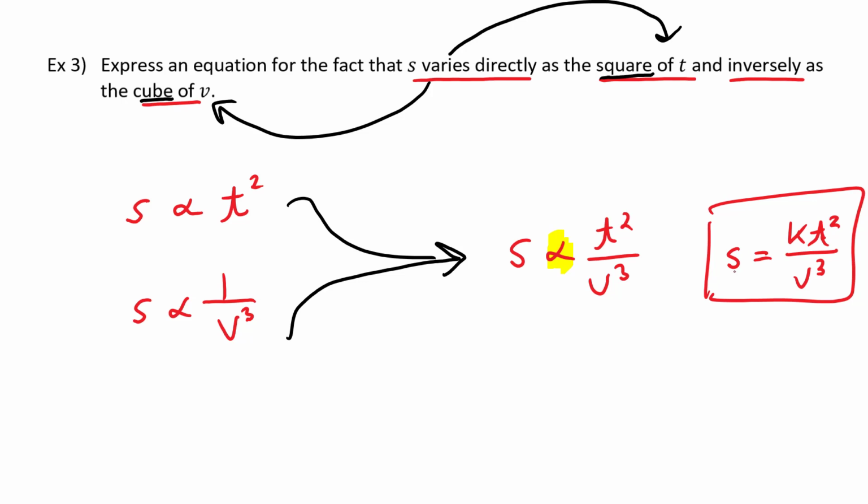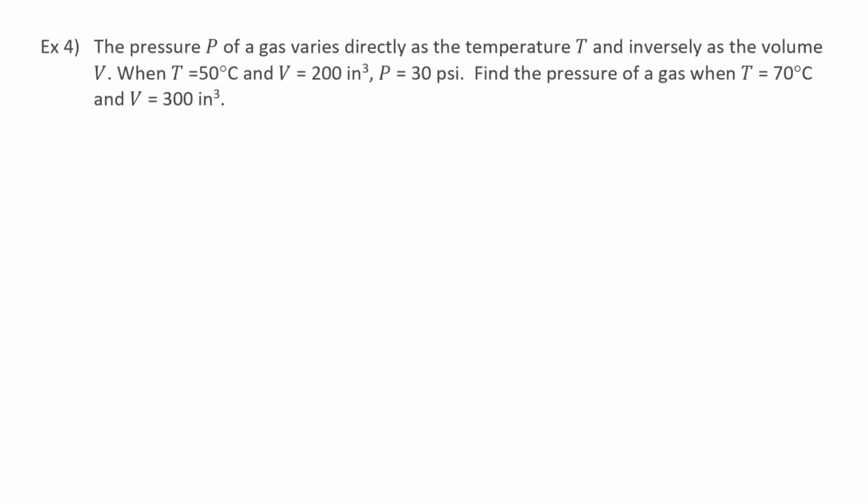As you can see, building these equations is not very difficult. Let's look at a real example you might be working with, say in chemistry. The pressure P of a gas varies directly as the temperature T, and inversely with the volume V. Next up, I've given you a situation where I've given you the temperature, the volume, and the pressure with the units. I've now asked you to solve for the pressure when the temperature is this and the volume is that.